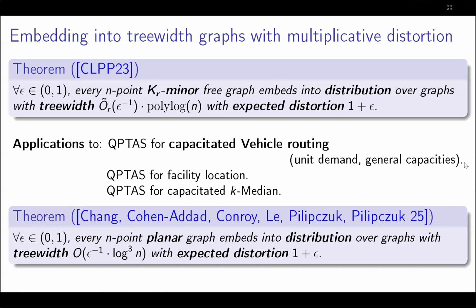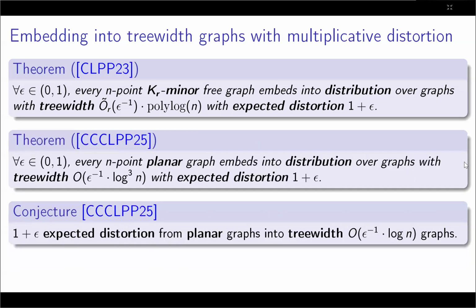You can get log cube, and there's no structure theorem in planar graphs. So you can get multiple distortion of epsilon and tree width graphs and small tree width, like small poly log, but there's a lower bound of log n, and they conjecture that you can actually get log n over epsilon here. There's a polynomial gap here between upper and lower bounds.